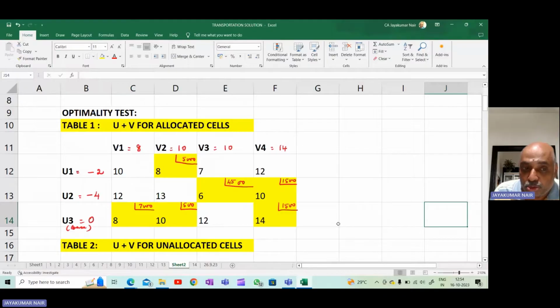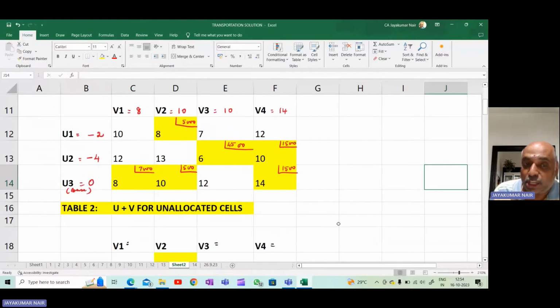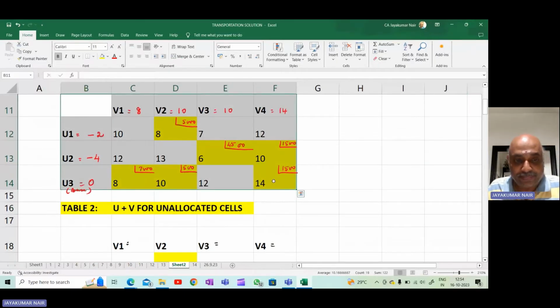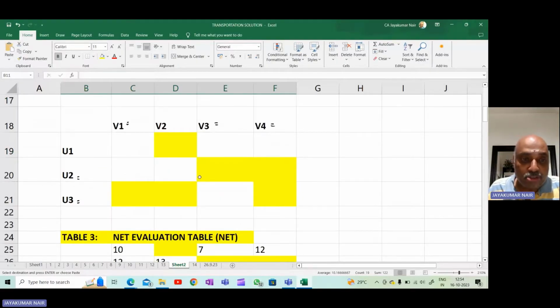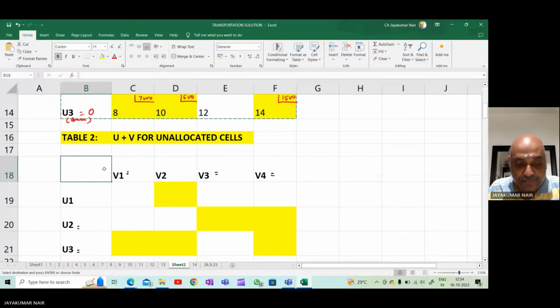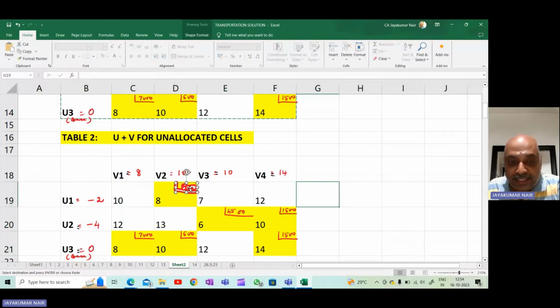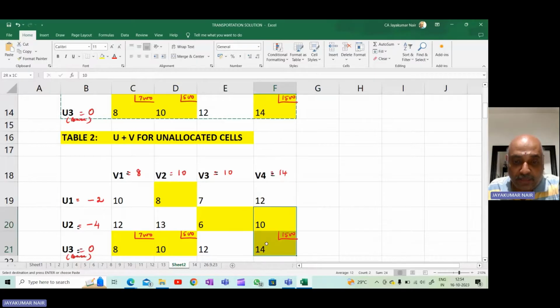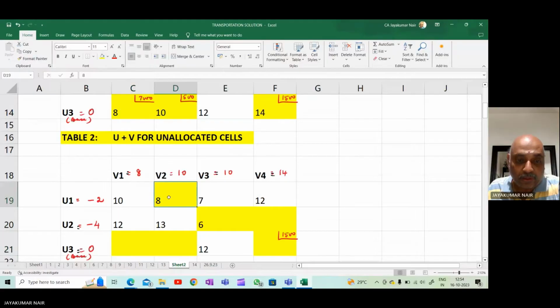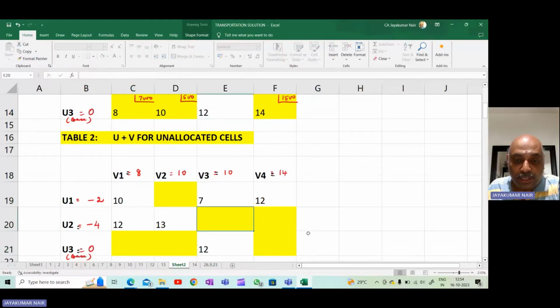Now we have to move to table 2. Table 2 is U plus V for unallocated cells. So we have to see the unallocated cells. Unallocated cells means the cells where you have not made any allocations. So allocated cells, we will strike out, because allocated cells are not required for us. Allocated cells we don't need.